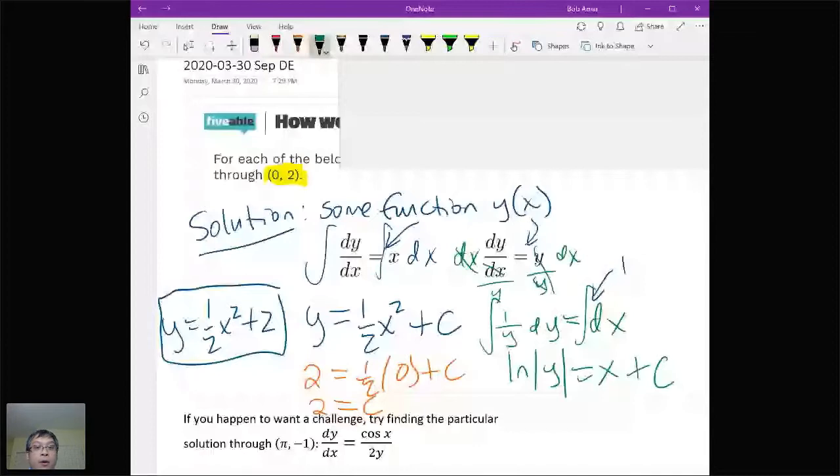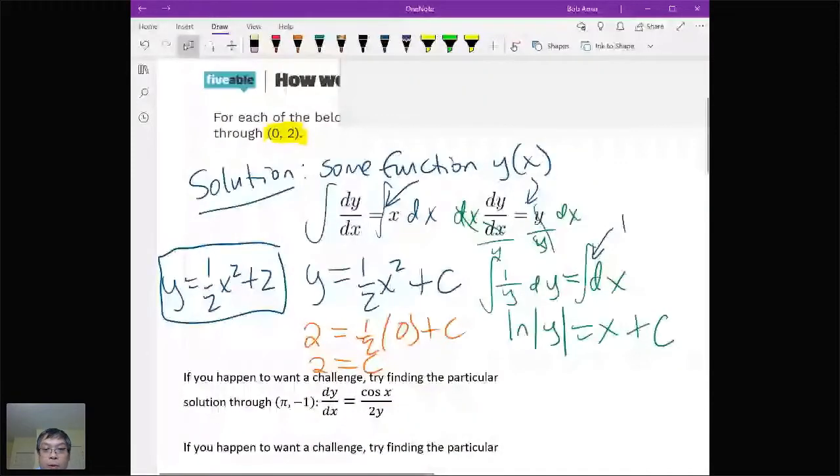Now, you wanted to know what the solution was through the point (0, 2). I can solve it here. This is actually fine to do. We get ln 2 equals 0 plus c. So that just leaves c equals ln 2. So ln of the absolute value of y equals x plus ln 2.